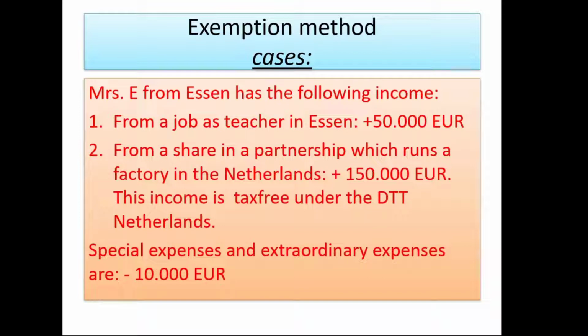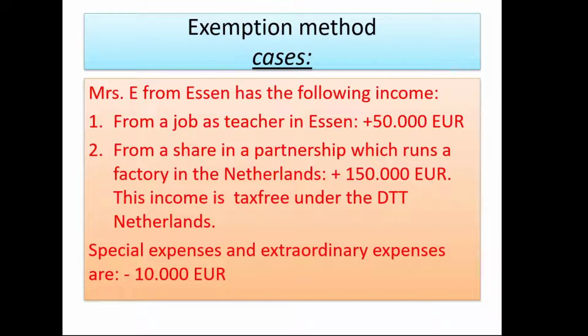E from Essen is a natural person, so a bit more natural than the other cases. Mrs. E from Essen, Germany, has the following income. From a job as a teacher in Essen, she obtained 50,000 euro income. From a share in a partnership which runs a factory in the Netherlands, she gets 150,000 euro. This income shall be tax-free under the double taxation treaty with the Netherlands.